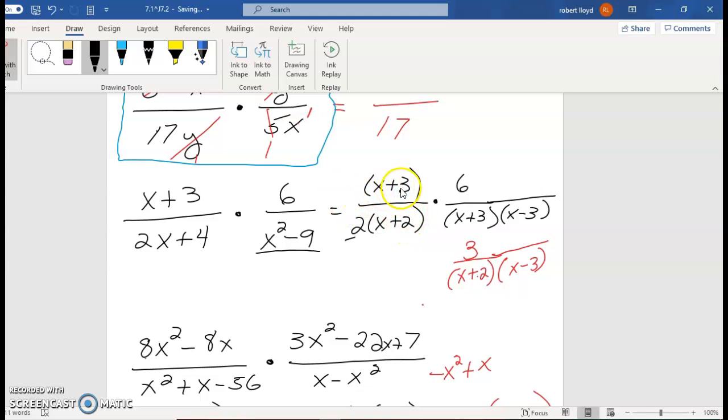Now we factor as much as we can, so we identify like terms on the top, meaning the numerator, and the denominator. And we can cancel out the x plus 3's. Also, we can divide 2 by 2, and we get 1. Divide 2 into 6, and we get 3. So we'll have 3 for our numerator, and then we'll have the x plus 2 times the x minus 3 for our denominator. Getting a little more complicated.